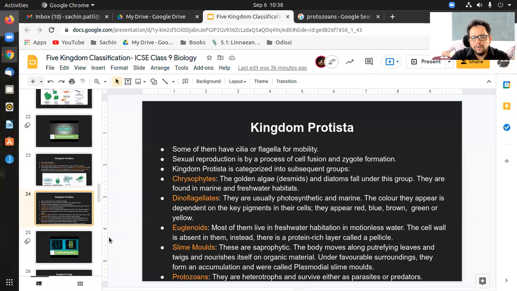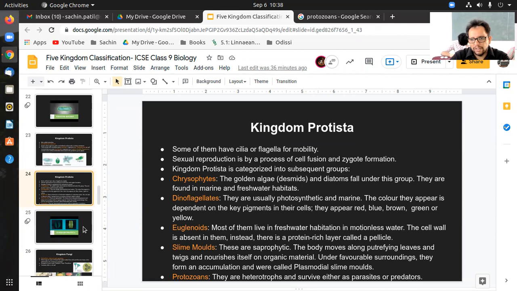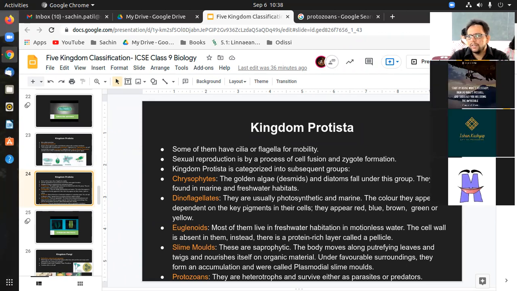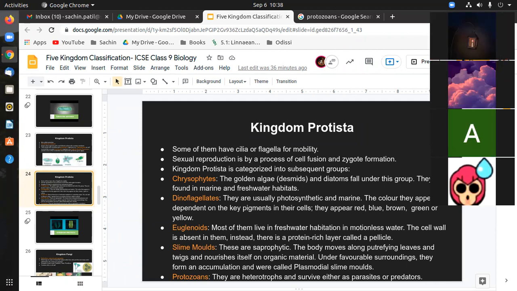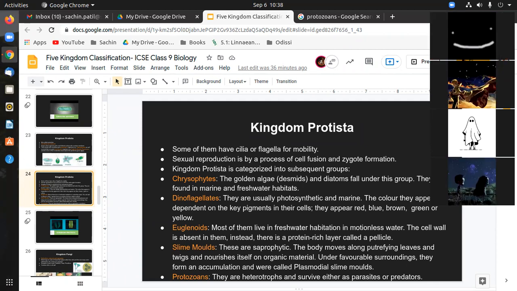Okay. Now, does anyone have any question in this kingdom Protista? Do you have any questions here? No. Okay. So, anyone else? Ishan, Adil, Pratham, Ananya, Ruhani, Anavi. Yes.